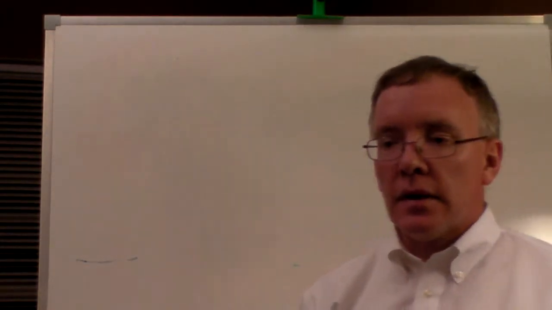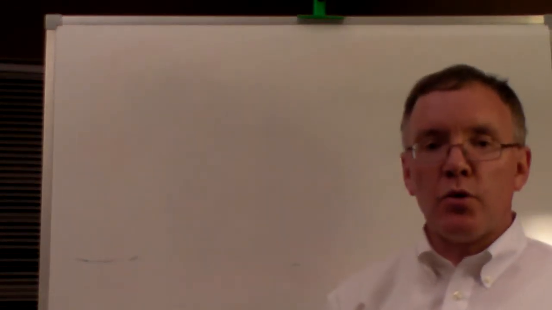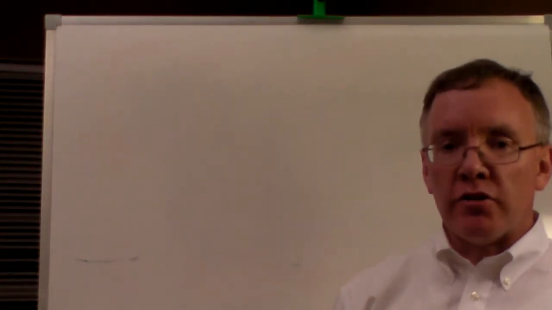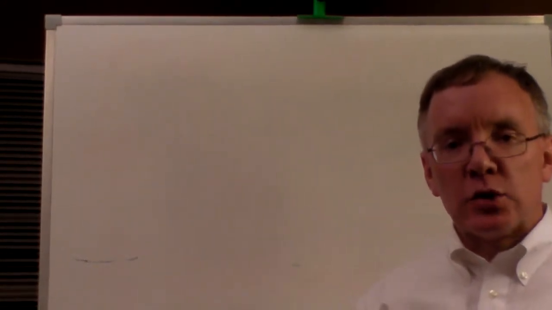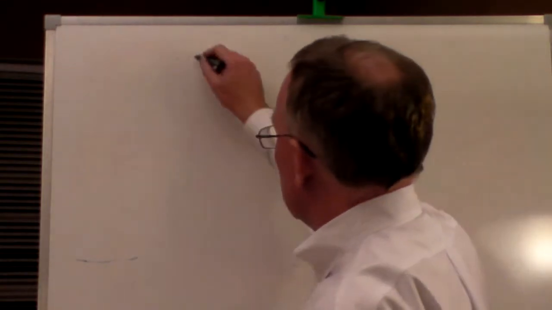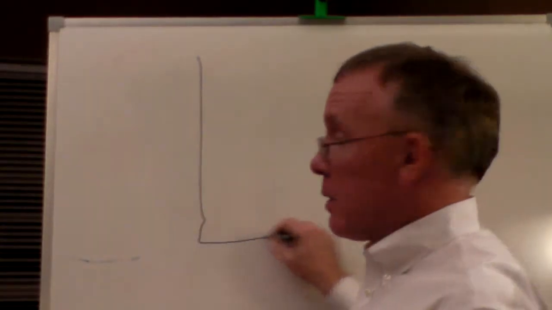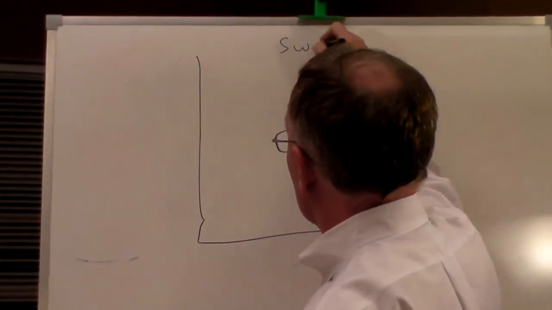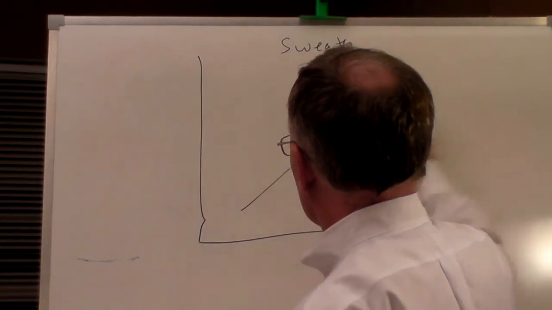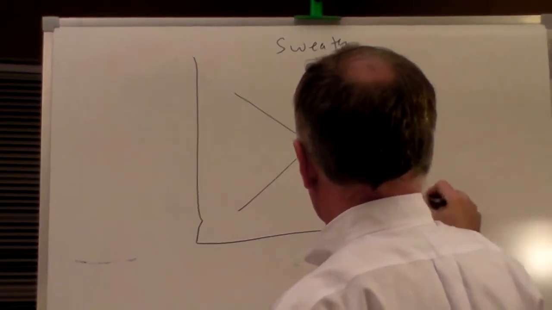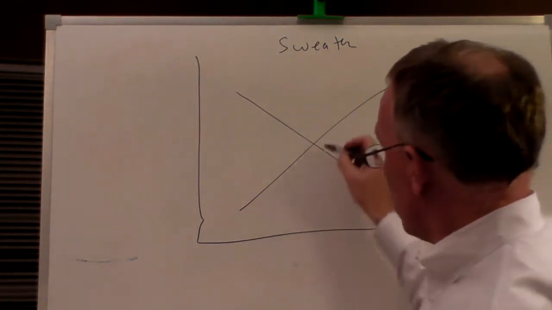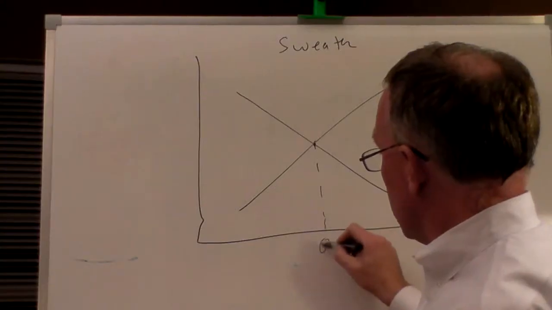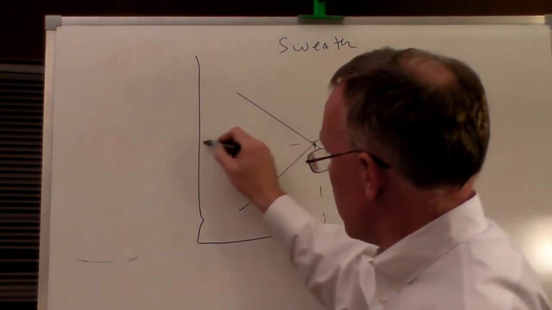Okay, let's think about a few more examples where curves might shift. One example we might think about is the sweater market. Getting to be fall, people might be buying sweaters. If we have a demand and a supply for sweaters, we'll have an equilibrium quantity and an equilibrium price.